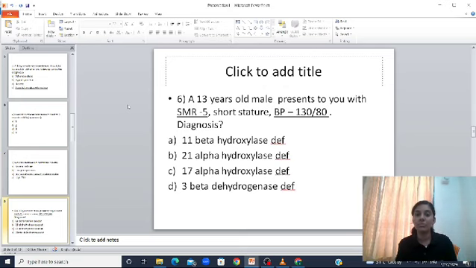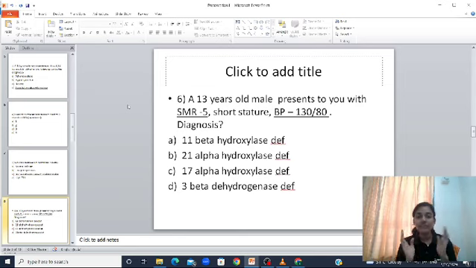Here, a 13 year old male child presented to you with an SMR of 5. SMR of 5 meaning your sexual maturity rating, that is your Tanner staging. The child is in stage 5, that is your adult stage. The child has attained the adult stage at 13 years. So that means the child is having precocious puberty with short stature, and BP is 130/80. That is, the child is having hypertension also.